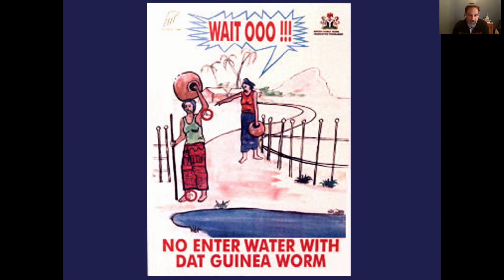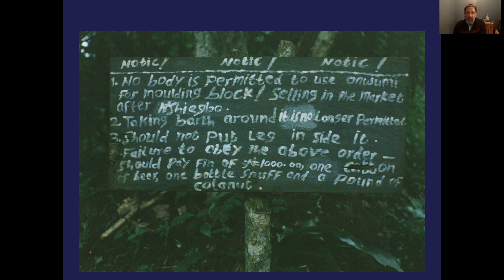Here's an example of some of the health education materials that you would see. Here's an example reminding people not to go into the water if they have active Guinea worm ulcers, where the worms could release larvae and eggs into the water. Another sign here that I was really impressed with says there's a notice and nobody's permitted to use the pond for molding block or selling in the market. Taking a bath around it is no longer permitted, and you should not put your leg inside the pond.